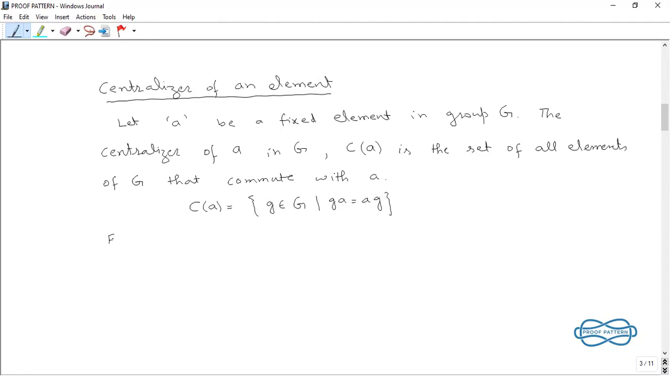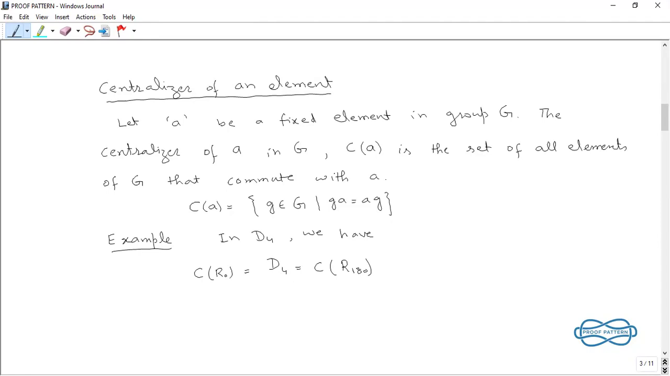Okay. Again, we take the example of the dihedral group D4, which is a group with 8 elements. We have the centralizer of the identity element is the whole group D4, because every element commutes with the identity element. Also, the centralizer of R180 is the whole group D4.